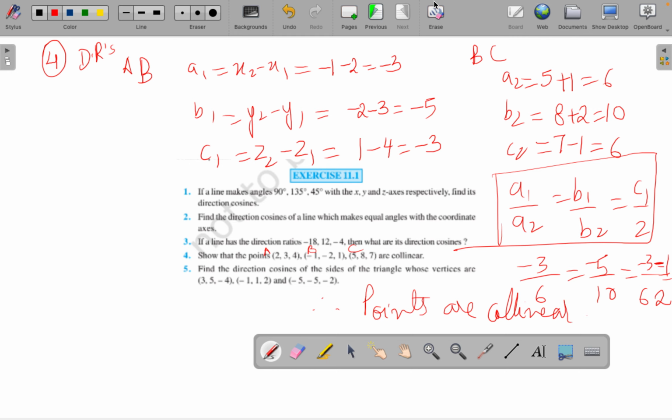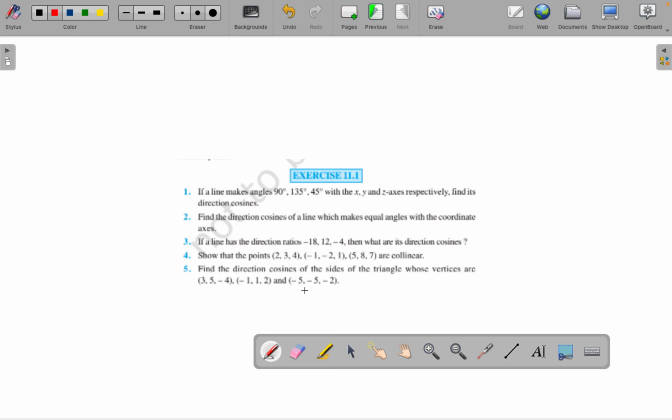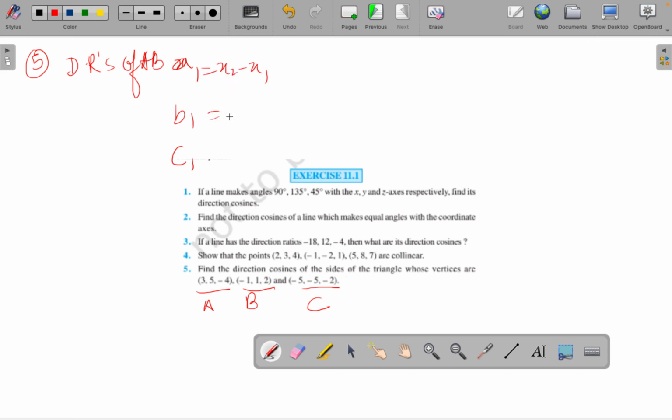All right. Question number 5, again, direction cosines of the sides of the triangle whose vertices are given. Again, children, very simple logic, ABC, just the way we did question number 4. Can we find direction ratios of AB first? Again, same A1, B1, C1, same formula. X2, the way we found out in question number 4. This is y2 minus y1 and this is z2 minus z1.